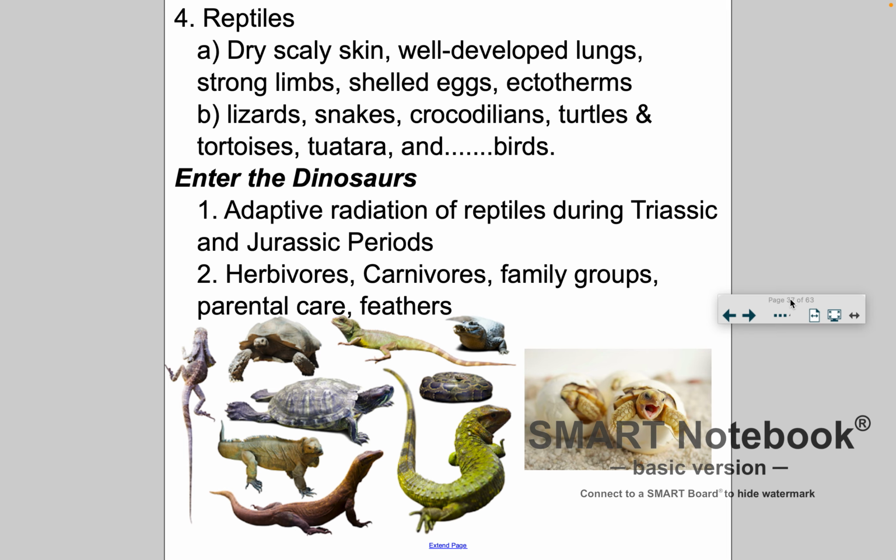So we'll talk about our dinosaurs here. Lots of different dinosaur species during the Triassic and Jurassic periods. They were herbivores, carnivores, family groups. They showed parental care. Some actually had feathers. And so adaptive radiation just means lots and lots of diversity.